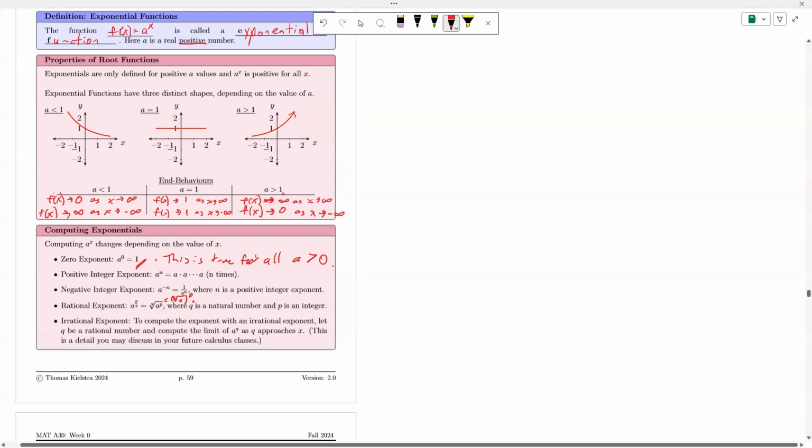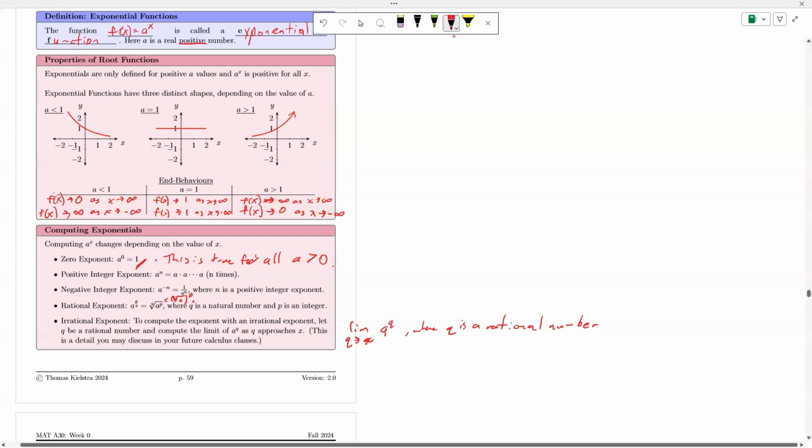Okay. Now, in order to get an irrational exponent, we're actually going to take a limit. And this is similar to what we discussed before. It's the limit as q approaches x of a to the q, where q is a rational number.